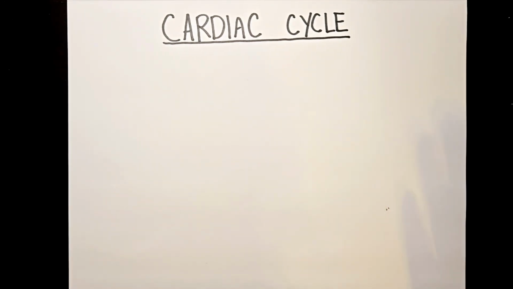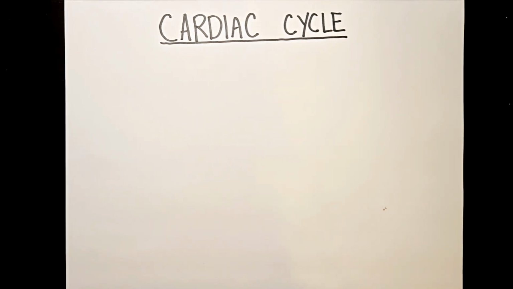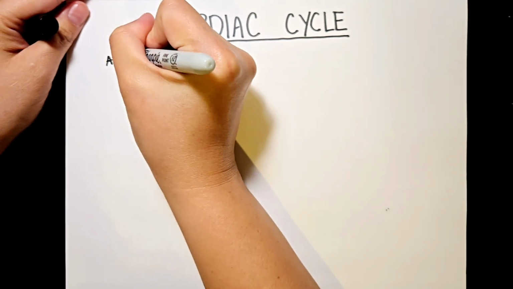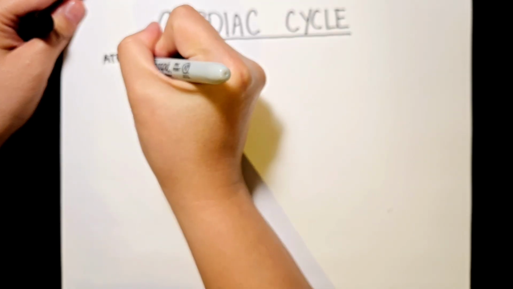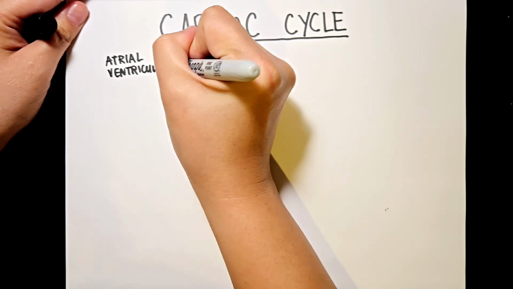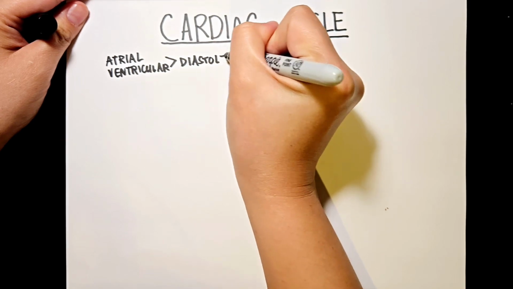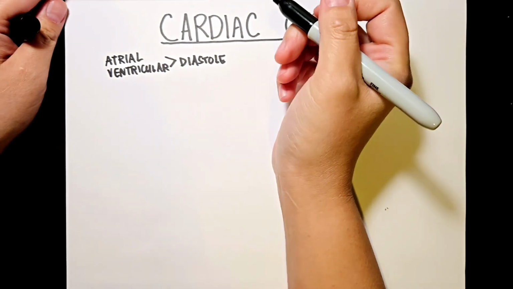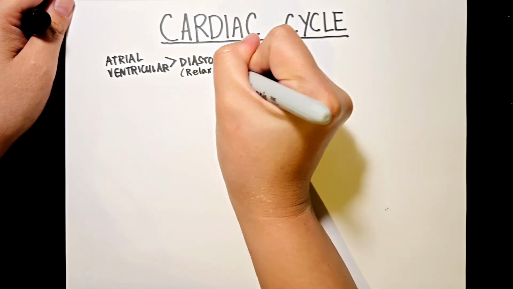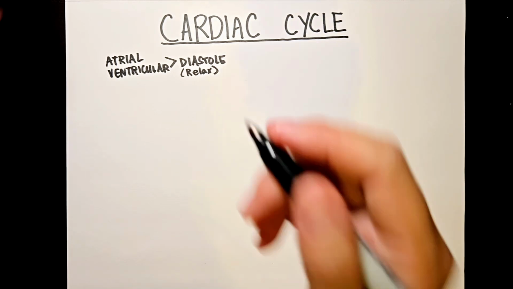Hi everyone! In this short concept video, we will go over the process of what the cardiac cycle is. We will start with atrial and ventricular, both being at what's called diastole. Being in diastole, remember that the heart or cardiac muscle is in relaxed mode. It is not contracting, it is in its relaxed mode.